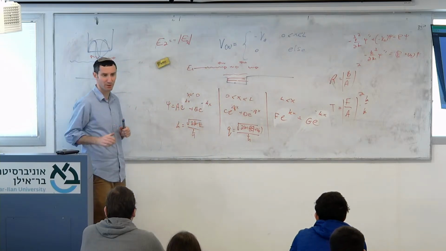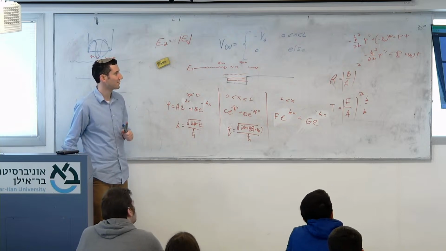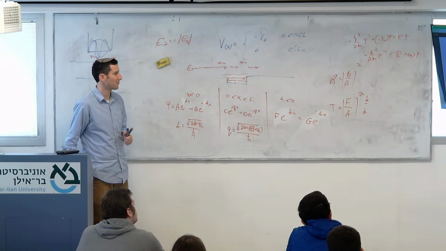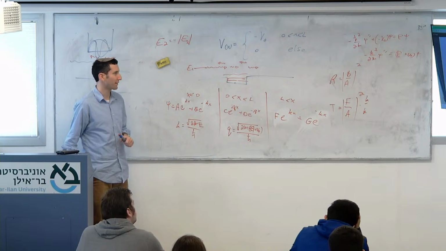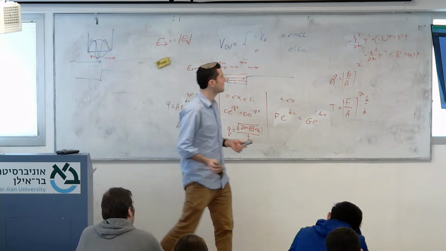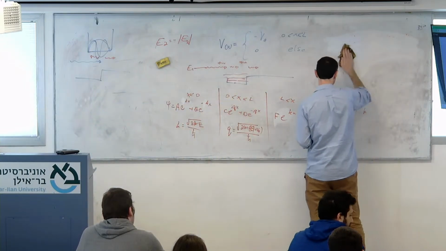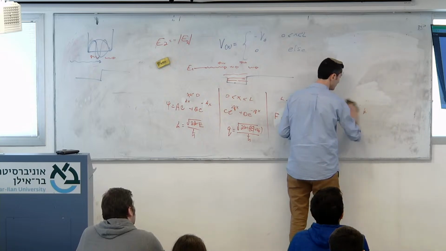May I erase the whiteboard? Okay, first I want to see here. So this is the solution here. I got A, B, C, D, and these are my K and my Q. And now we're going to do an actual example. The example is going to be a half-infinite potential well. What does it mean? The potential we shall be discussing now is going to be very mean.